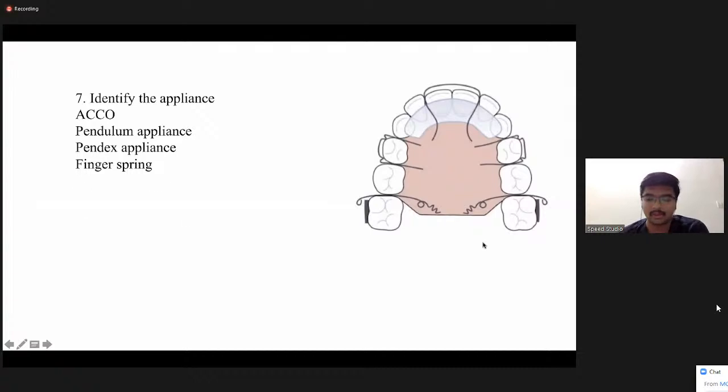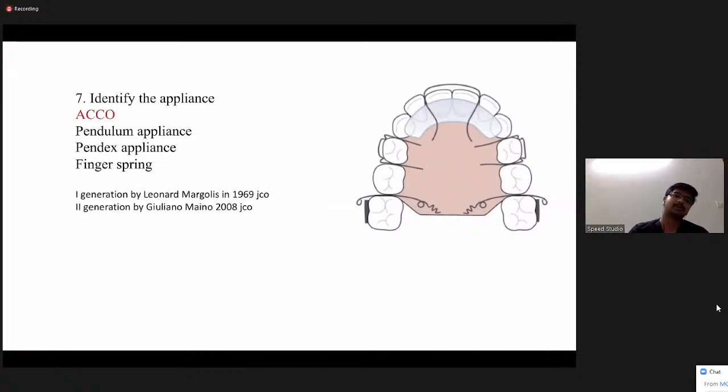This is a very old appliance which has been introduced into orthodontics by Leonard Margolis in 1969, which is called an acrylic cervical occipital appliance, which was followed and modified by a doctor called Giuliano Maino, who introduced the second generation of the Acco appliance after a very long gap, in 2008. Almost 50 to 60 years of difference between the generation 1 and generation 2 appliance.